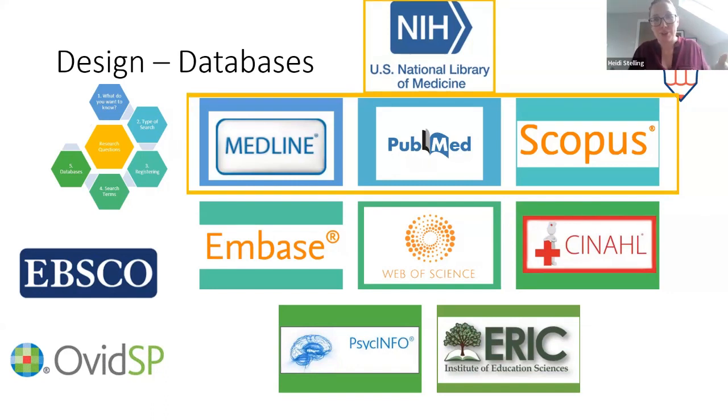So the first of which, the reason this is in a yellow box, is Medline, PubMed, and Scopus are all versions of this, the US National Library of Medicine. So this is their database, and these are the different interfaces we use to access it. So that will change how you see it, despite the fact it's the same information.